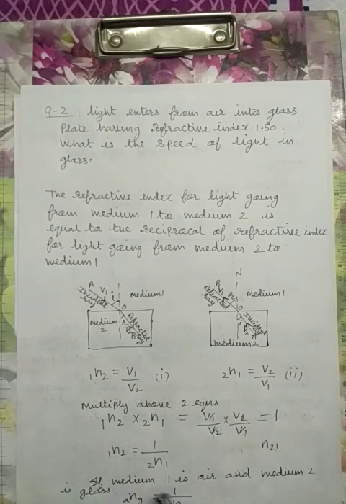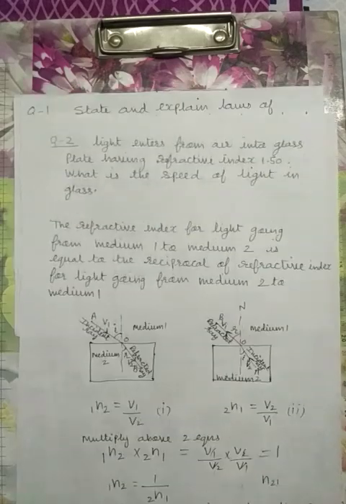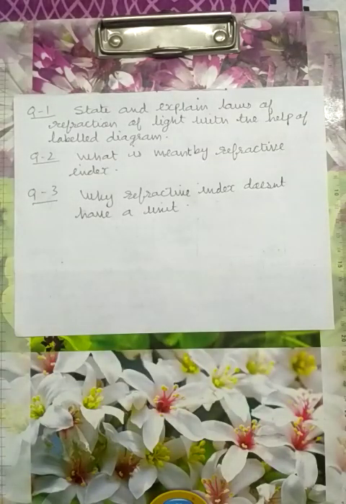That is, suppose medium 1 is air and medium 2 is glass. So the refractive index of glass with respect to air is simply the inverse of the refractive index of air with respect to glass. So if the refractive index of air with respect to glass is given to you and you take its inverse, you will get the value of the refractive index of glass with respect to air. Now here we have 3 more questions that you have to solve.